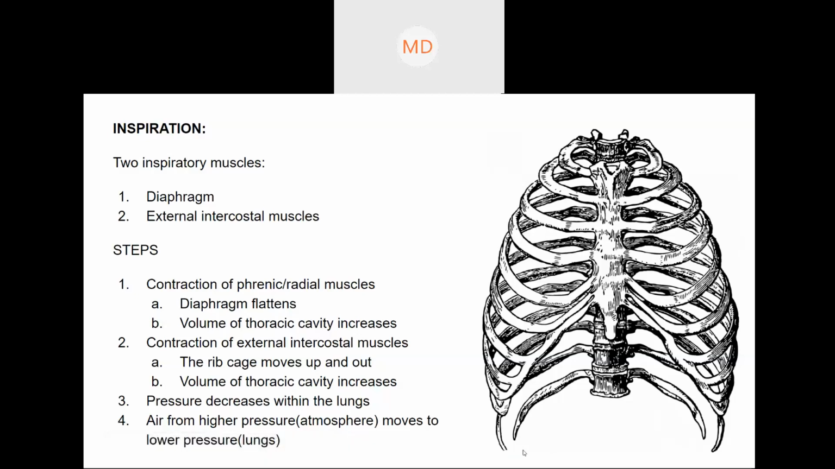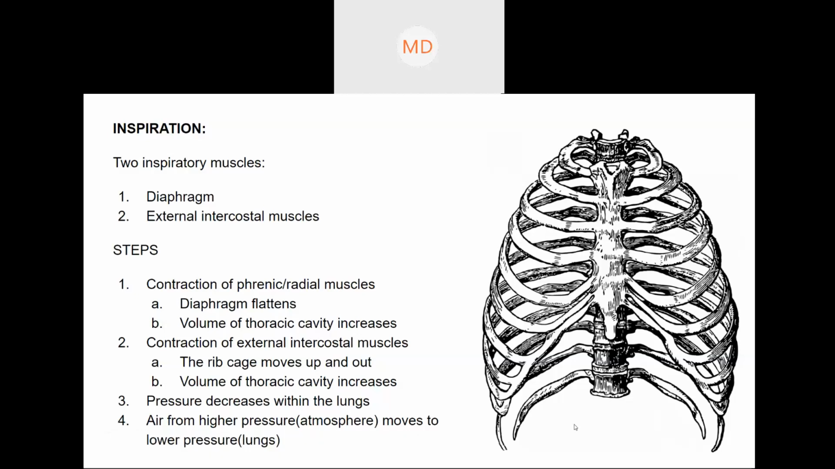Just go to Google and search dome shape and you'll see the exact shape. What is dome shape? It is in the form of a plate, or inverted plate, or bowl, you can say. So it is in the form of that. And when the phrenic muscles or radial muscles contract, the diaphragm will become flat, it will become straight. That will increase the thoracic cavity volume.